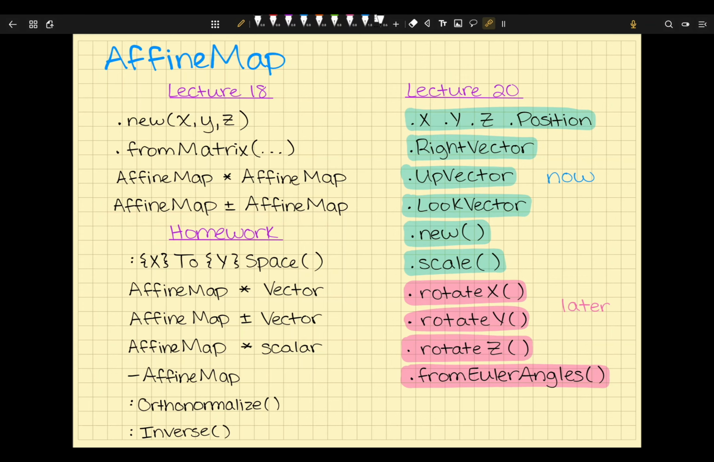But some of the easier ones that I wanted to get to that we just didn't have time for are these blue ones here. So real quick, I wanted to get to these today. And then later on, we'll talk about the rotational methods. All right, so back into Studio we go.